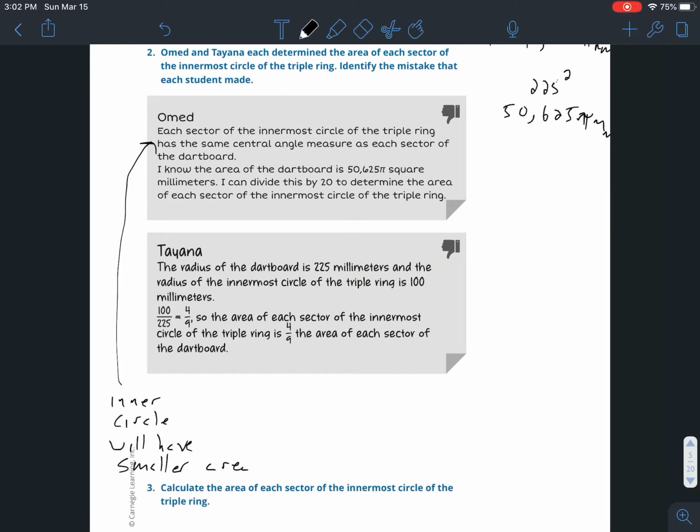Like I said, for Ohmid, there's a lot, but that's all I really want you to know. For Tanya, Tanya's saying the radius of the dartboard is 225 millimeters, and the radius of the innermost circle of the triple ring is 100, which is what we came up with. 100 over 225 is equal to 4/9. So the area of each sector of the innermost circle of the triple ring is 4/9 the area of each sector of the dartboard.